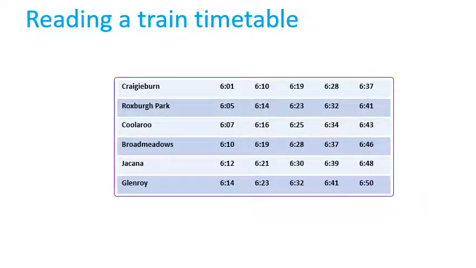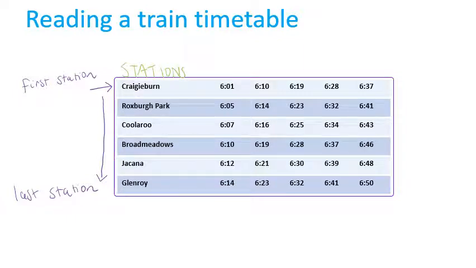So this is a section of a train timetable here. They usually all look pretty similar to this. Our journey starts here. So this is our first station. And then the stations go down, so it starts at Craigieburn, goes to Roxy Park, Coolaroo, and then our last station on this timetable is Glenroy. And then our trains, so this is our stations here, which are like our stops.